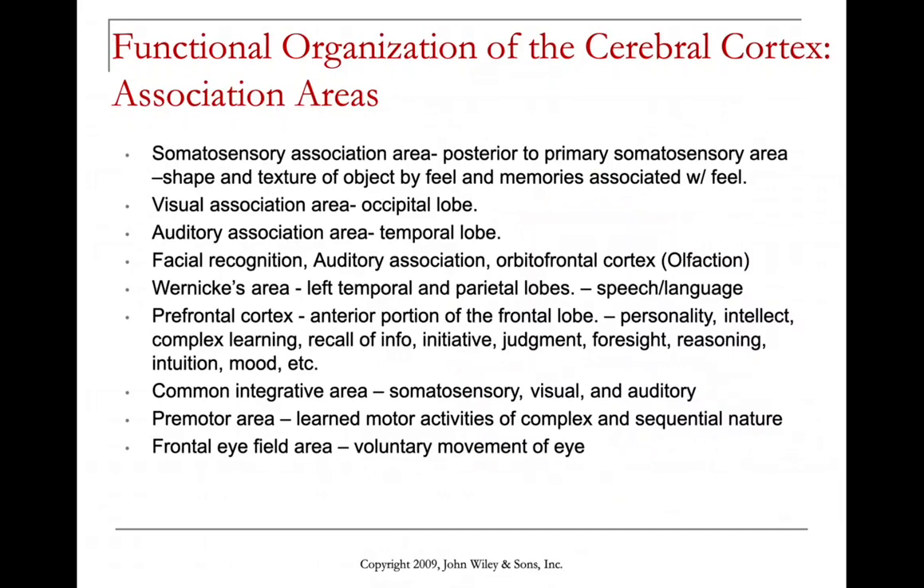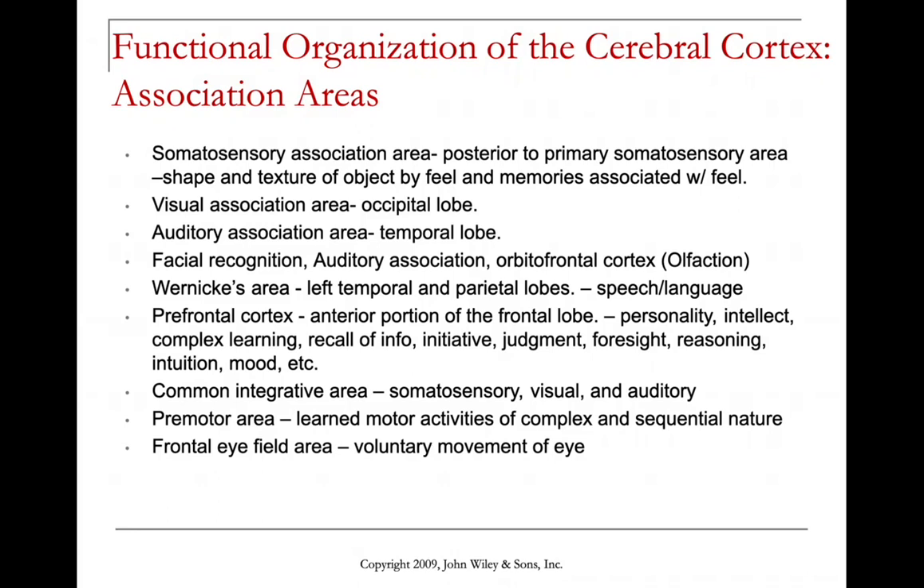So functional organization in the association areas. Your somatosensory association area is posterior to the primary somatosensory area. This allows us to experience the shape and texture of an object by feel and memories associated with the feelings. The visual association in the occipital lobe, the auditory association in the temporal lobe. We have facial recognition, auditory association, orbitofrontal cortex like olfaction in that area. In Wernicke's area, it is predominantly in the left temporal and parietal lobes. This has to do with speech and language interpretation.